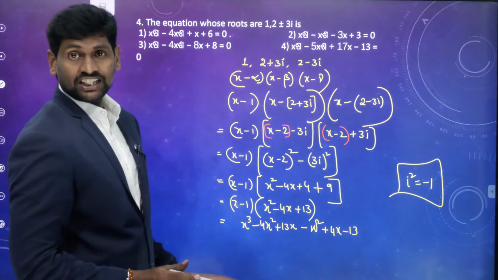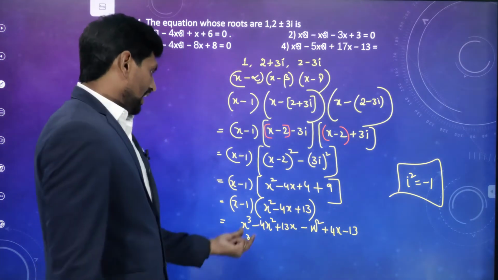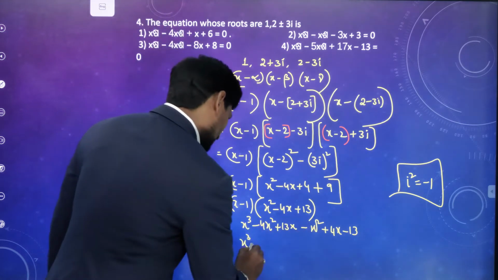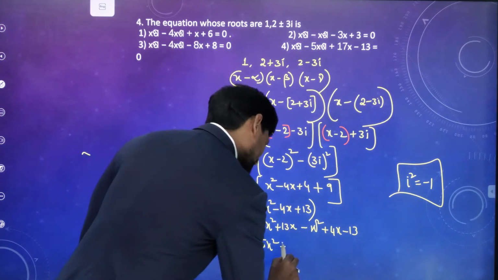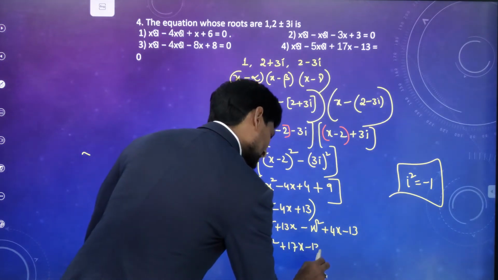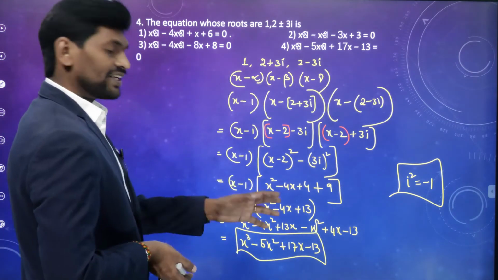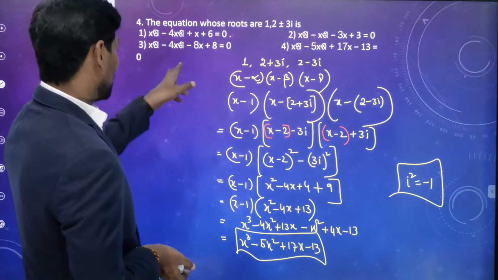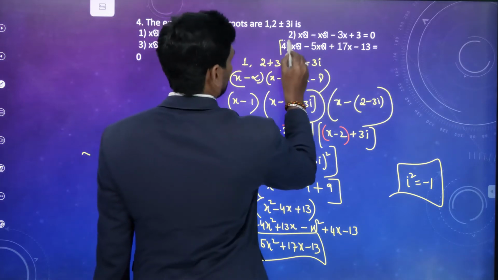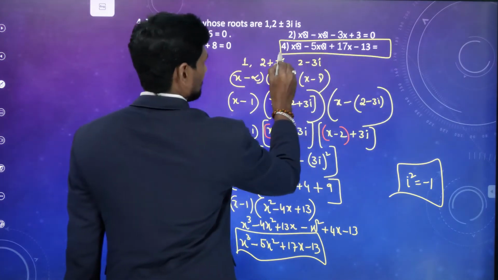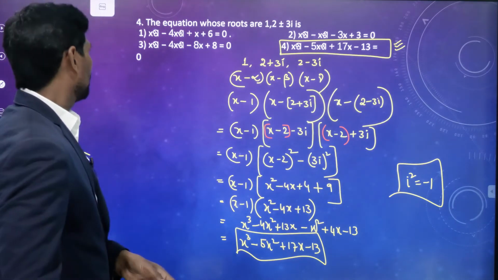Now identify the like terms among these. So x cube is only a single term, it is not a like term here. And minus 4x square minus x square is minus 5x square. 13x plus 4x is 17x, and minus 13. Okay. So this is our required answer. x cube minus 5x square plus 17x minus 13 is nothing but the last one. This is our required answer. Okay, na? Let us go to the next problem.